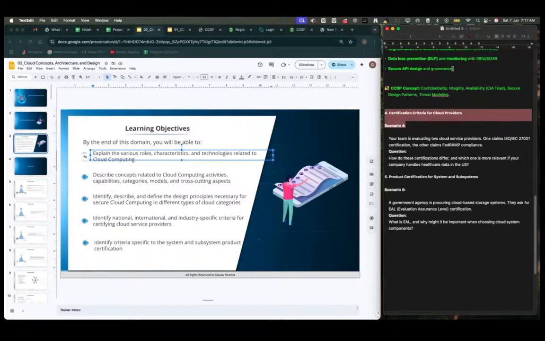The next question was certification criteria of the cloud providers. Your team is evaluating two cloud service providers. One claims ISO 27001 certification and the other claims FedRAMP. Have you heard about FedRAMP? I have heard about that, for healthcare data in the US majorly. So how do these certifications differ, and which one is more relevant if the company handles healthcare data in the US? What do you think?